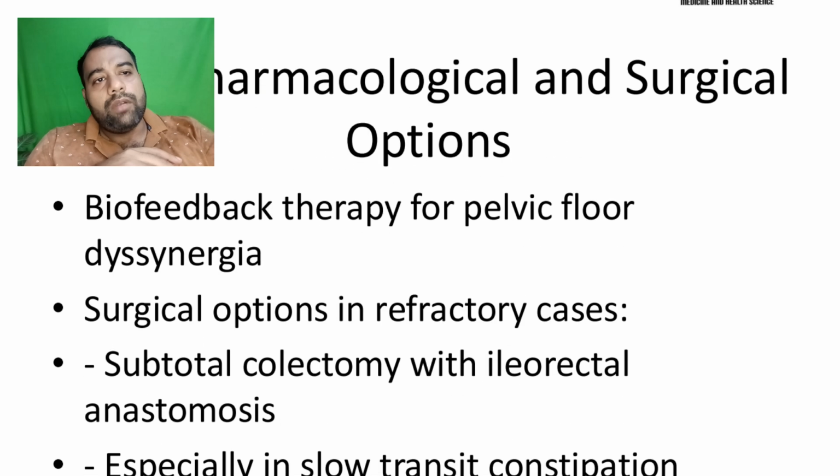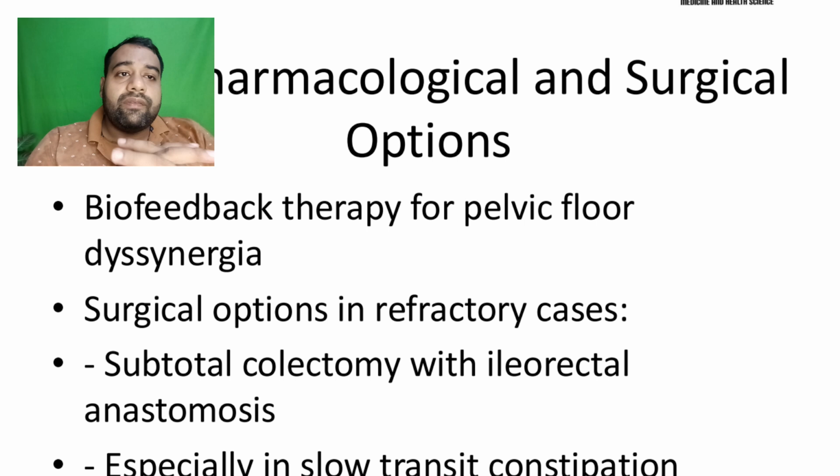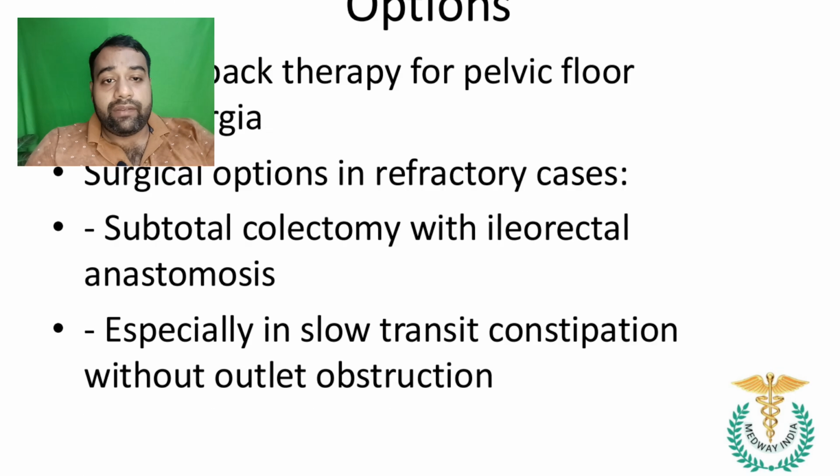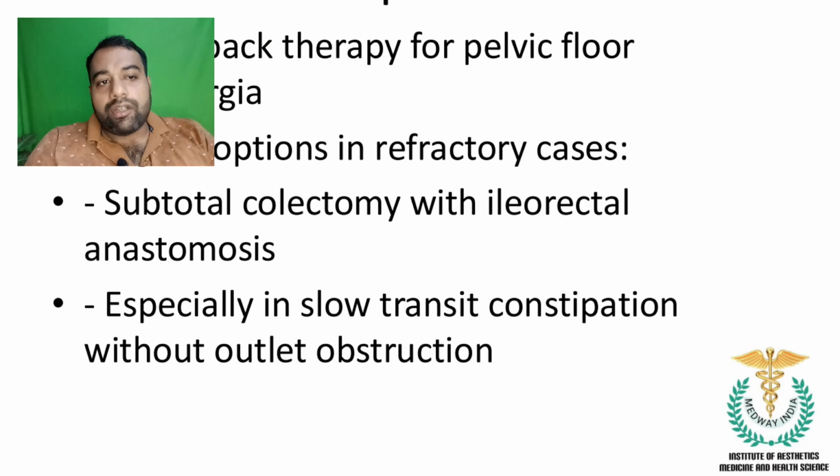Now regarding non-pharmacological and surgical options, in some cases the patient is suffering from pelvic floor dyssynergia, and you can start the patient on biofeedback therapy. Your surgical option is always there for refractory cases, but before that you do need to evaluate the patient. Subtotal colectomy and ileorectal anastomosis are there for you, especially for slow transit constipation without any outlet obstruction.